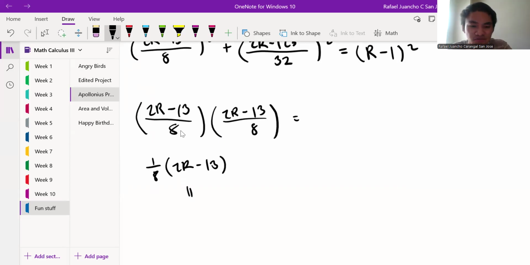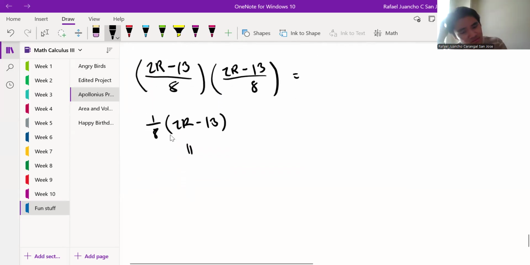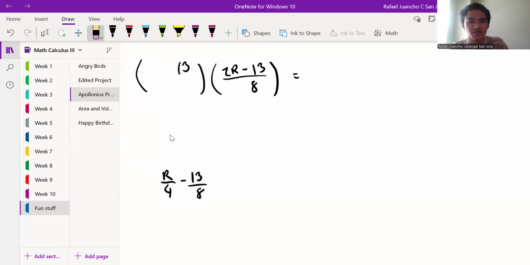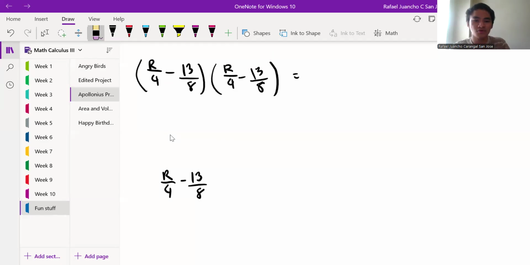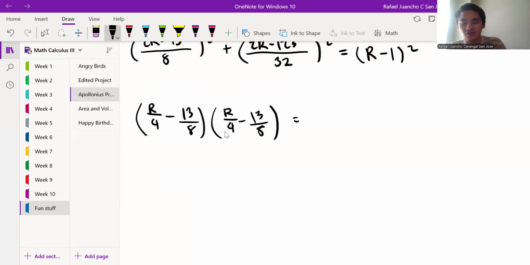Yeah, and then this becomes 2/8. So it becomes like what? 2r/8. So this is 1/4 r/4. Oh, there we go. This looks better. I'm gonna write it this way. Okay. And then from there, I should be able to get it.